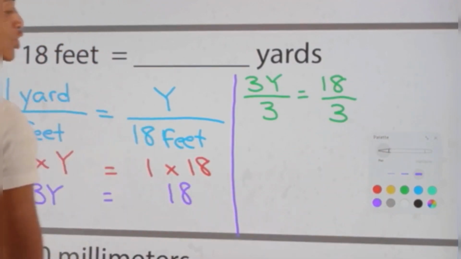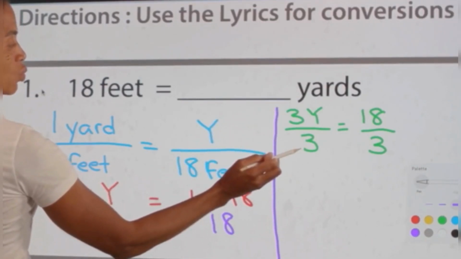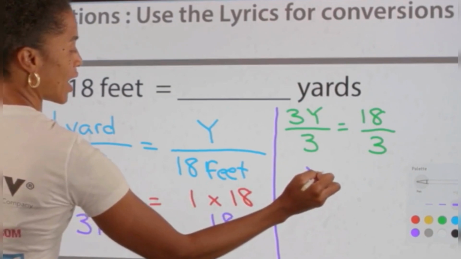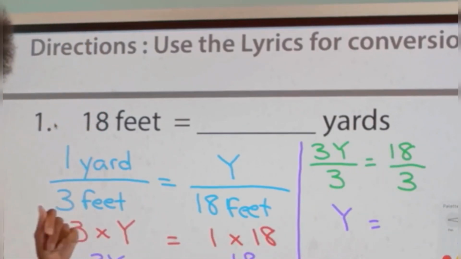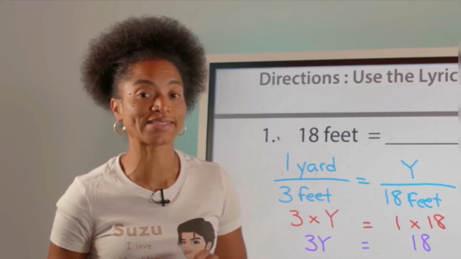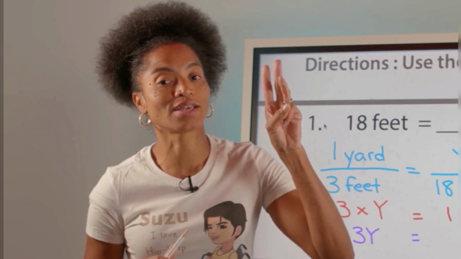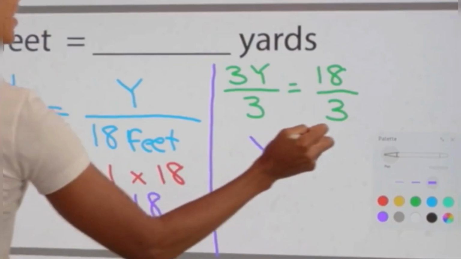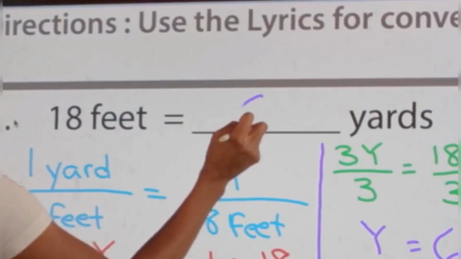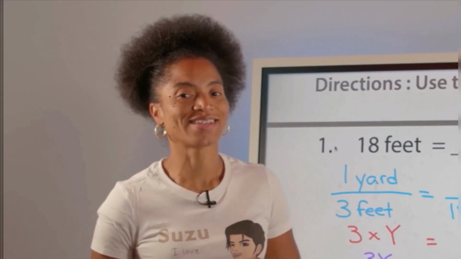This is where we want to start. 3 divided by 3 leaves us with just 1, and that gives us 1y. That's where we wanted to go. And 18 divided by 3 gives us what? How many groups of 3 can you get out of 18? Count by 3 until you get to 18. 3, 6, 9, 12, 15, 18, 6. So y is equal to 6. Final answer. We know that 18 feet are equal to 6 yards.